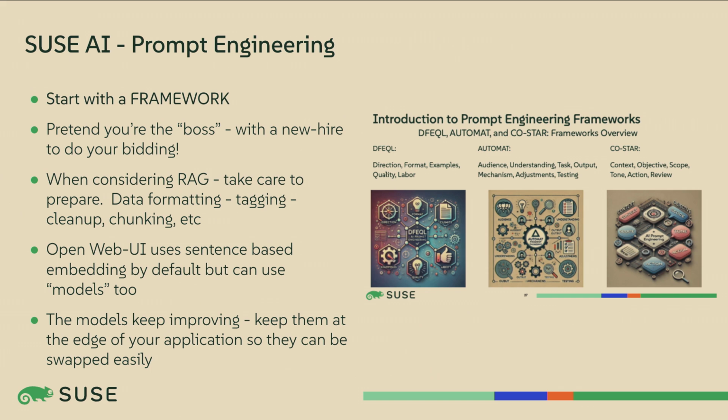Starting with a framework is really important. Now, I'm not the best at writing lyrics. Well, maybe I am. But starting with a framework, the one that I like here, and you'll see there's a few of them, DFEQL, Automat, CoStar, usually acronyms. Well, DFEQL, I'll just start with that one. Direction, as Al was talking about, system prompts set up the personality and the type of being that you're talking to. Think of it like you're a new boss, you have a new hire, and you need to tell them what job they're doing for you. This direction, right, is, hey, you are a helpful assistant.